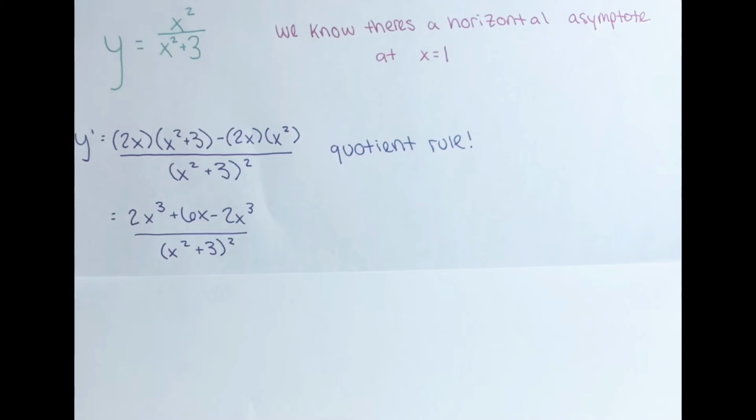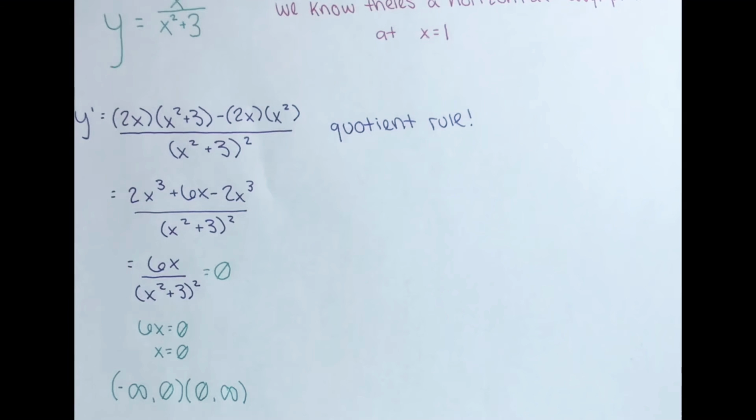When you finish the math for that, you'll get the final first derivative to be 6x over the quantity x squared plus 3 squared. And then you are going to set the numerator equal to 0, and you will get x equals 0. So then you are going to make your intervals.